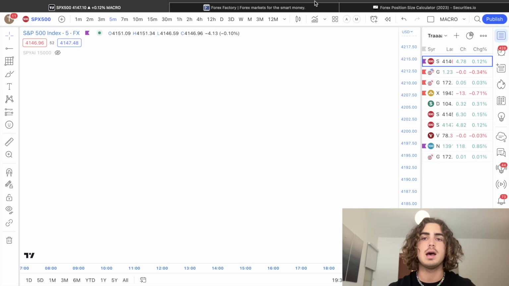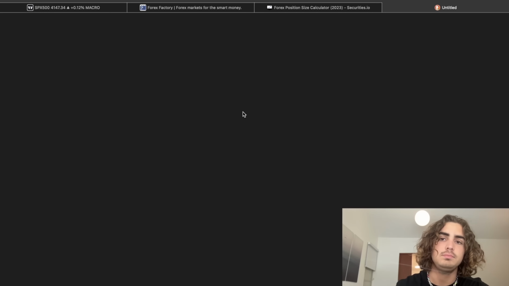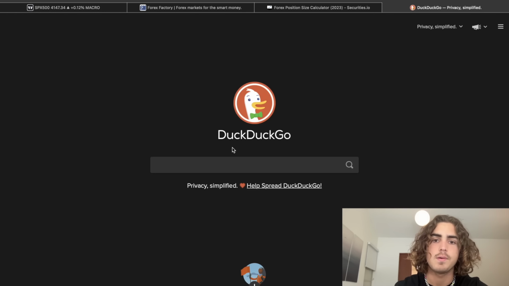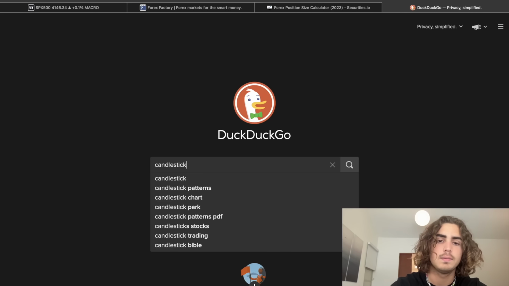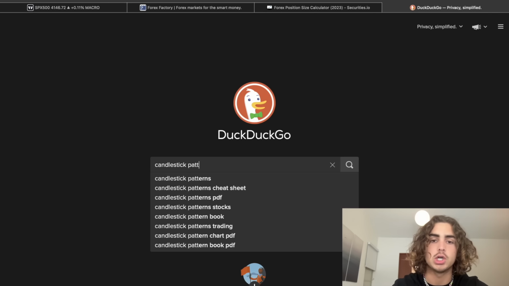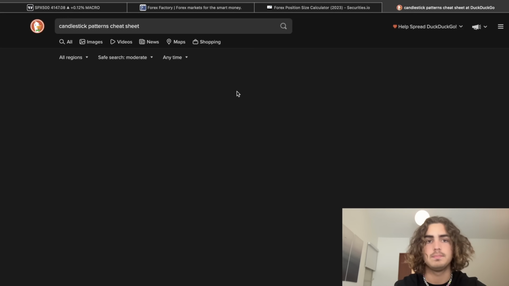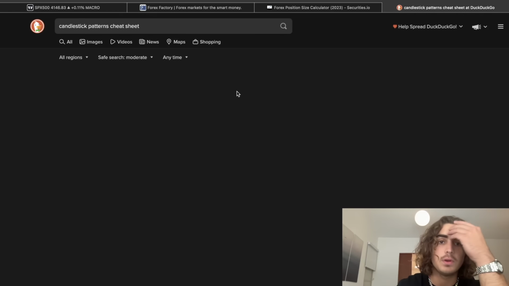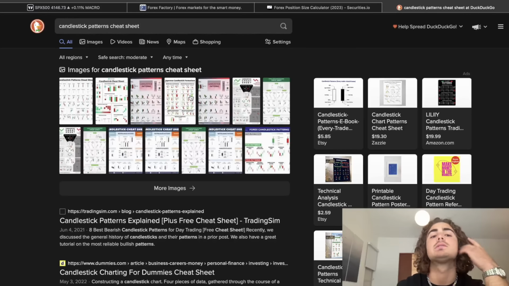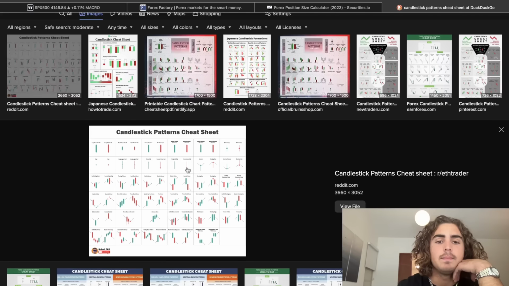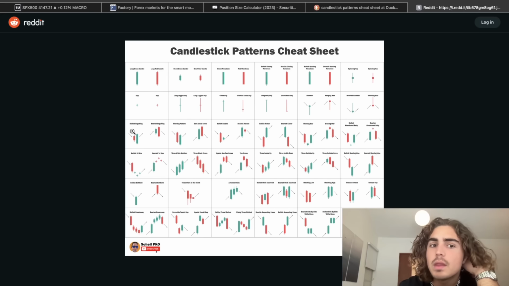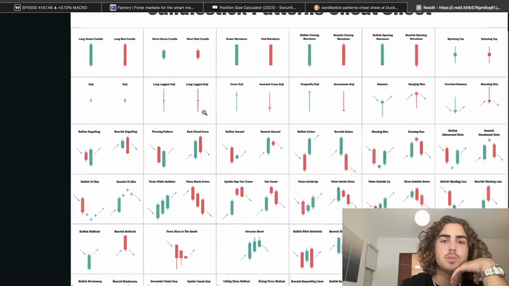Okay, so let's look up if this thing will load. Candlestick patterns cheat sheet. Hopefully this pulls up the single candlesticks. Okay, good. It has some of them on this. All right. Let's pull this thing up and let's zoom on in.